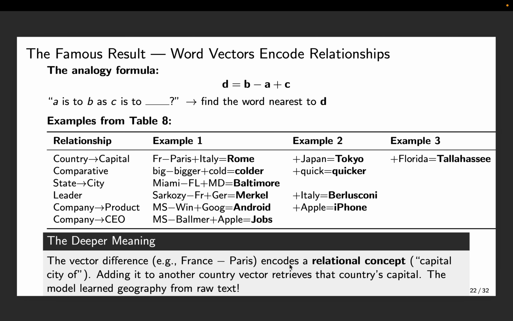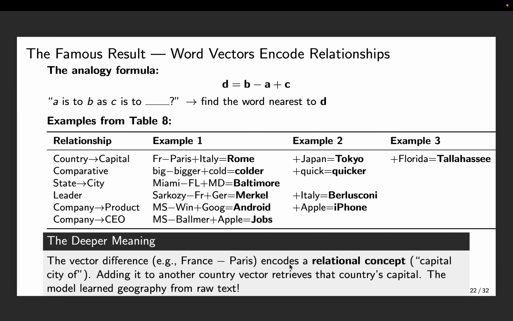Okay, so this is probably the most famous result of this paper, the thing that made everyone go, wait, how is this possible? Word vectors support meaningful vector arithmetic. If you see the formula for analogy, d is equal to b minus a plus c. Then we find the word nearest to d. The answer to a question of the form a is to b as c is to dash. So let me walk through the example.